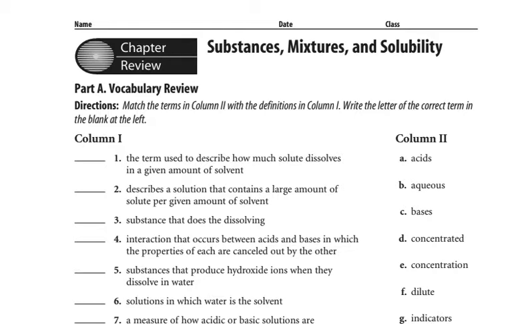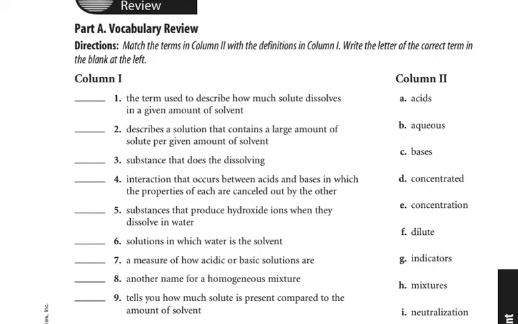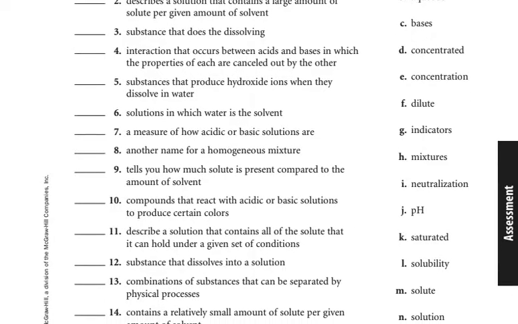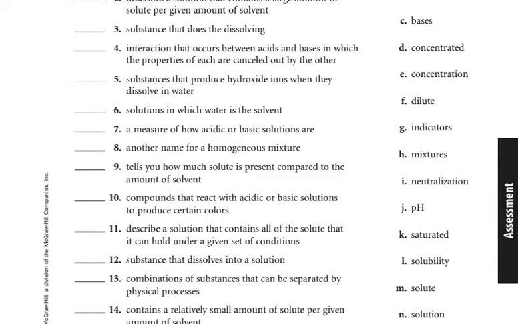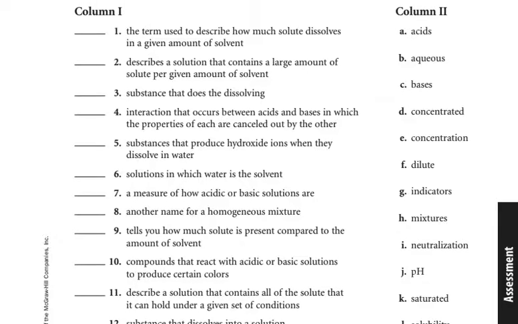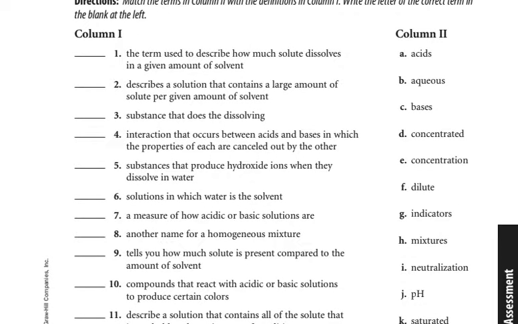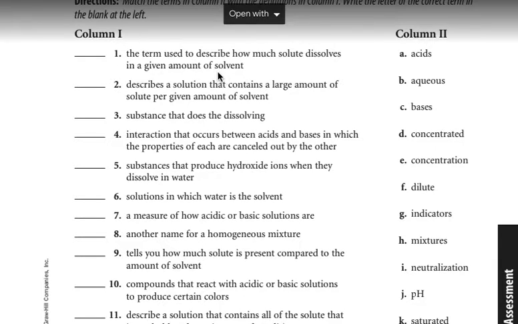Number 1. The term used to describe how much solute dissolves in a given amount of solvent. When it's talking about how much, we're talking about solubility. In lesson 2, we learned all about solubility, which is a substance's ability to dissolve in a solvent. We learned about the factors that go into it, but the term of how much solute dissolves in a given amount is solubility. So number 1 is L.